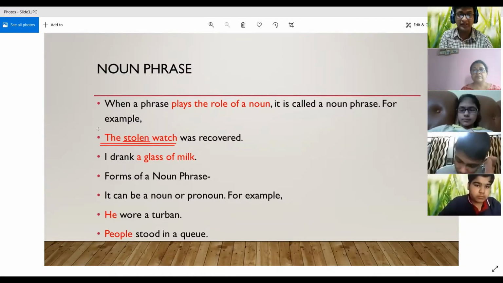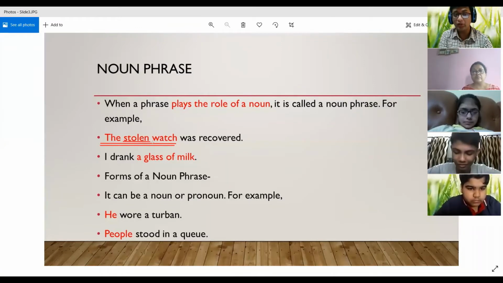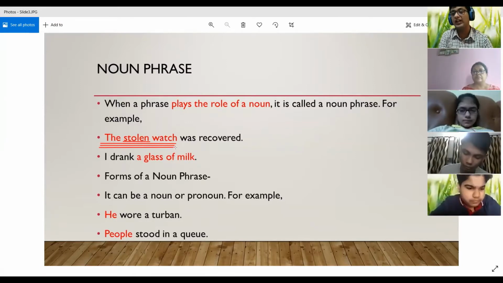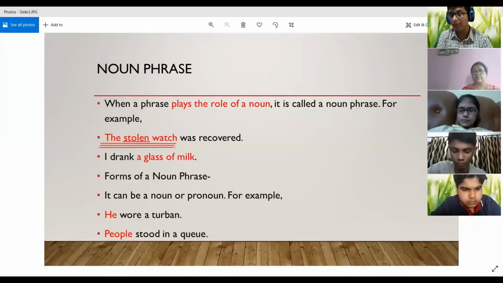But if you see in this sentence over here, stolen can also be called an adjective. Why? Because it is telling us about the watch. What kind of watch? Stolen watch. Then if we take this whole phrase, the stolen watch, we come to know that we are talking about a particular watch. So the stolen watch as a whole becomes a noun because it is defining a particular thing. What was recovered? To answer the question, what was recovered, the answer will be the stolen watch. So the stolen watch over here will become the noun, right?